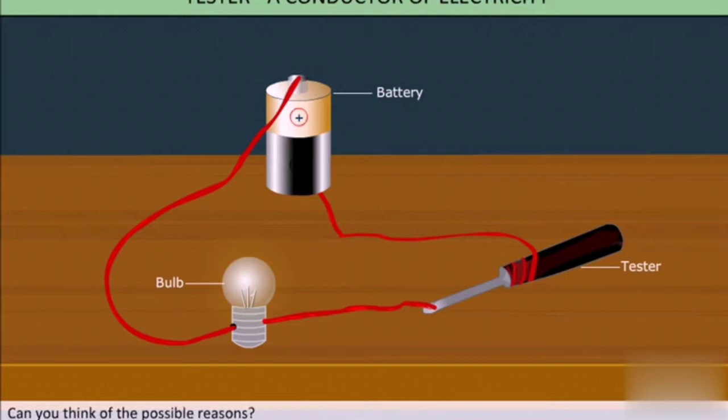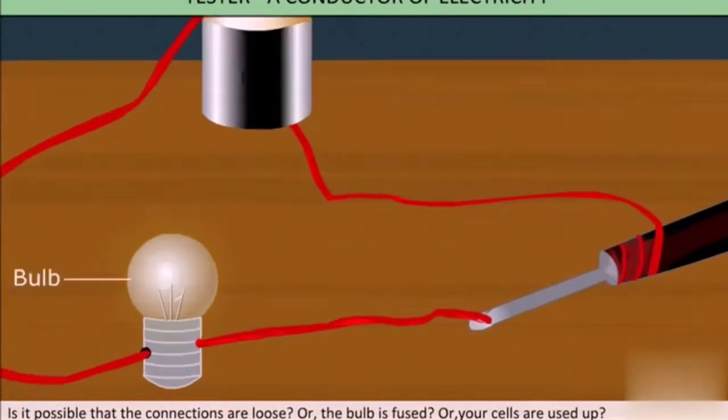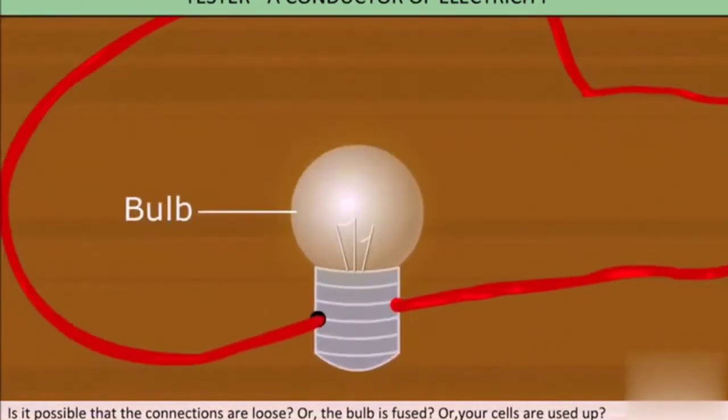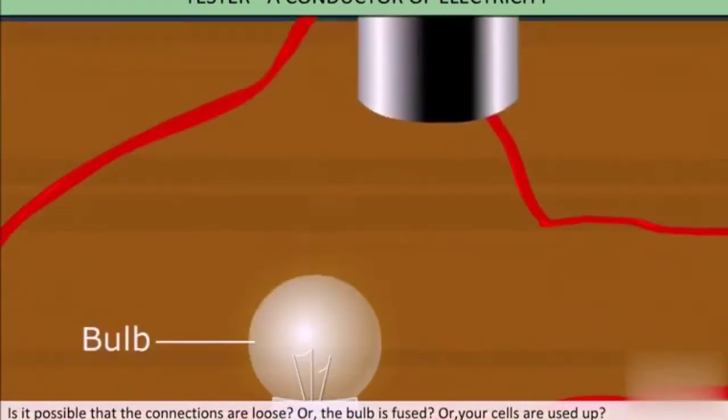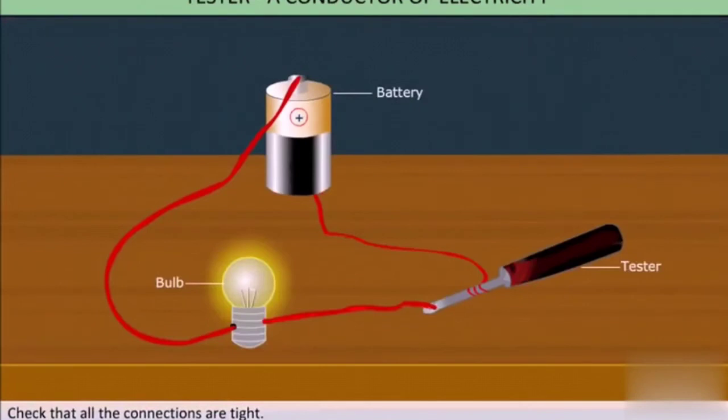Can you think of the possible reasons? Is it possible that the connections are loose or the bulb is fused or your cells are used up? Check that all the connections are tight. From this activity, we conclude that tester is conductor of electricity.